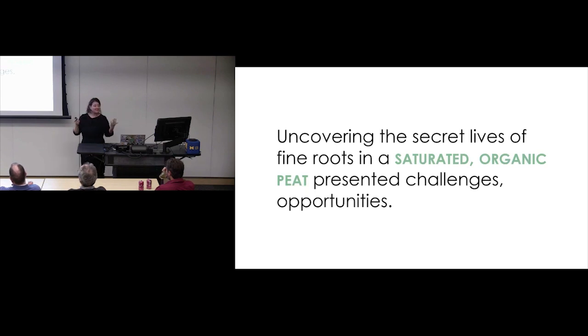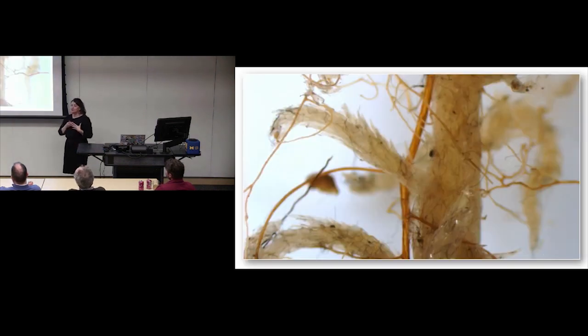So just thinking about my interest in uncovering the secret lives of these fine roots in saturated organic peat presented challenges and opportunities for our team. I just wanted to show you a little bit of what the soil looks like in a bog. A bog is dead, decaying moss from 0 to 3 meters or 4 meters or 5 meters. And it is basically roots of this ericaceous shrub giving this dead and decaying moss a big hug below ground. And that's what the soil looks like. So instead of sieving roots from the soil, you are untangling them from the soil.